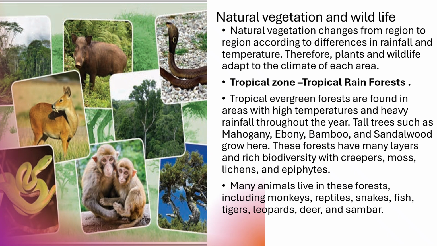In the next page, we have natural vegetation and wildlife. Natural vegetation changes from region to region according to differences in rainfall and temperature. Therefore, plants and wildlife adapt to the climate of each area. Tropical zone, tropical rainforests. Tropical evergreen forests are found in areas with high temperatures and heavy rainfall throughout the year. Tall trees such as mahogany, ebony, bamboo, and sandalwood grow here. These forests have many layers and rich biodiversity with creepers, moss, lichens, and epiphytes. Many animals live in these forests, including monkeys, reptiles, snakes, fish, tigers, leopards, deer, and sambar.